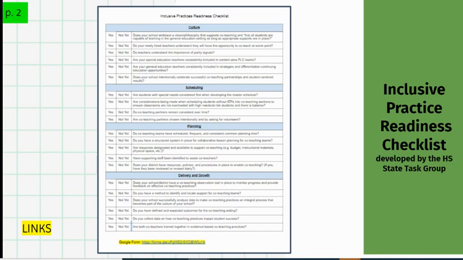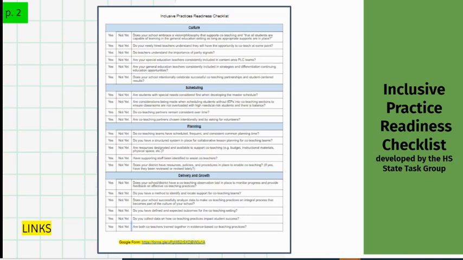And so it is a great way for you to open a conversation with your administration as well as your other team members if you're thinking about starting a co-teaching team. What about the culture? What about scheduling? What about planning? What about delivering and the growth of the students?